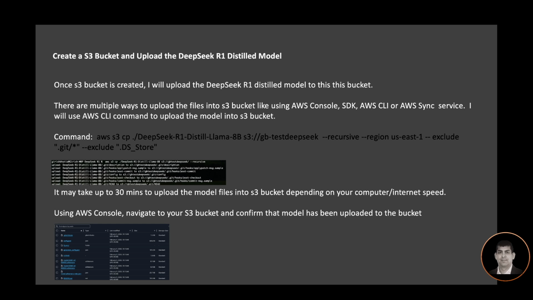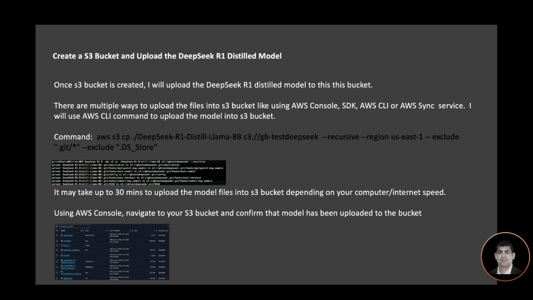I will use an AWS CLI command to upload the model into the S3 bucket, and the command is listed here. I'm using the AWS S3 CLI command, and I'm saying, hey, recursively take this model file, and in this region, upload it to the S3 bucket. There are a lot of files here, so it may take up to 30 minutes to upload the model files into the S3 bucket, depending on your internet speed. I think it's about 15 to 18 GB of files for this Distilled model.